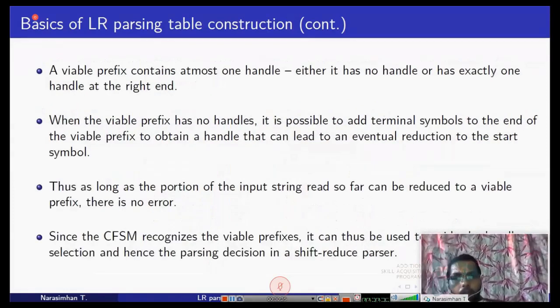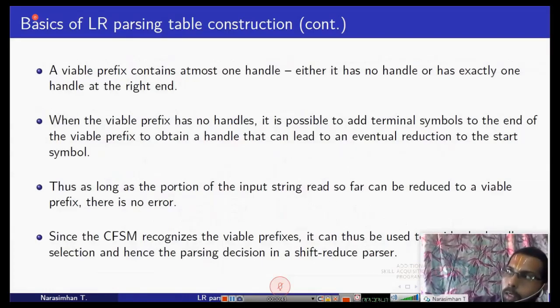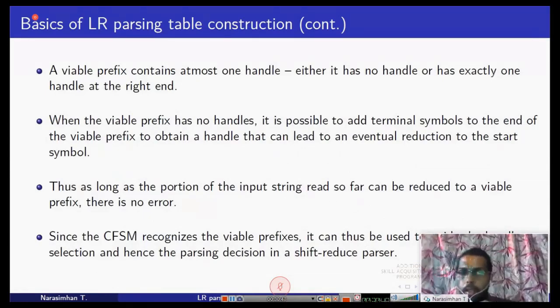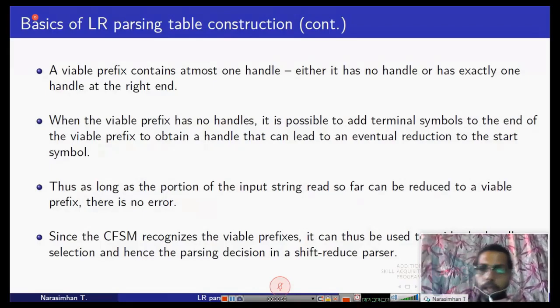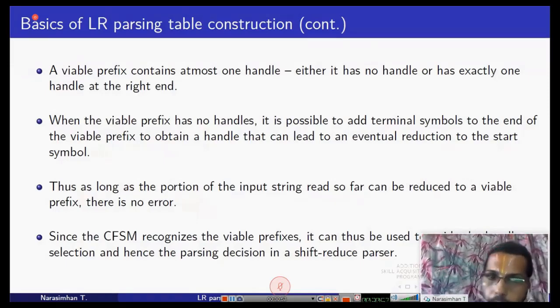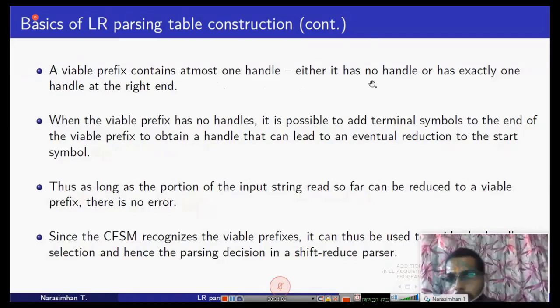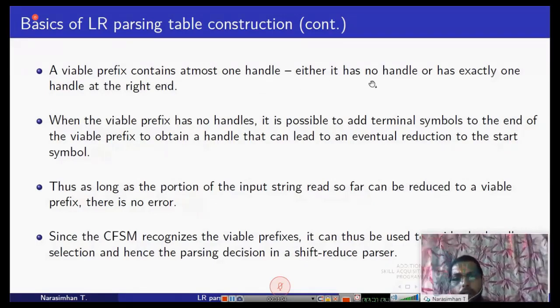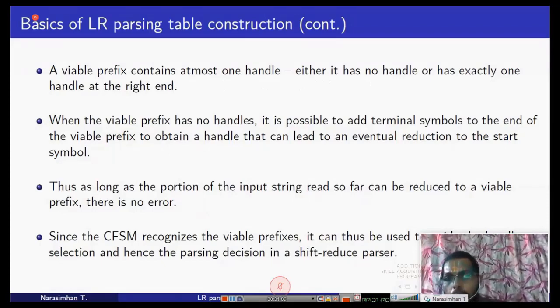Now, why should you learn about viable prefixes? What is the purpose of viable prefixes, or why should you take the headache of learning about them when you are learning about the parsing technique in LR parsers? You find that a viable prefix contains at most one handle. That means either it will have no handle or it will have exactly one handle. Not only that, the handle will always be at the right end of the viable prefix.